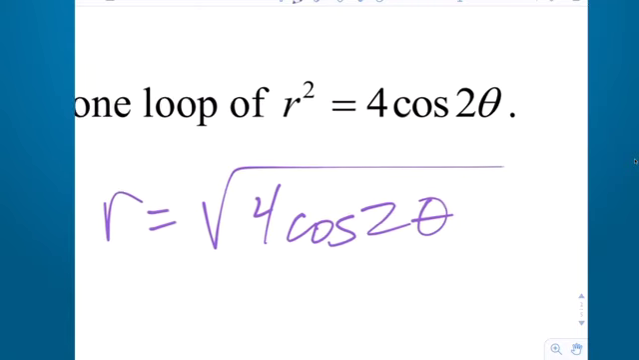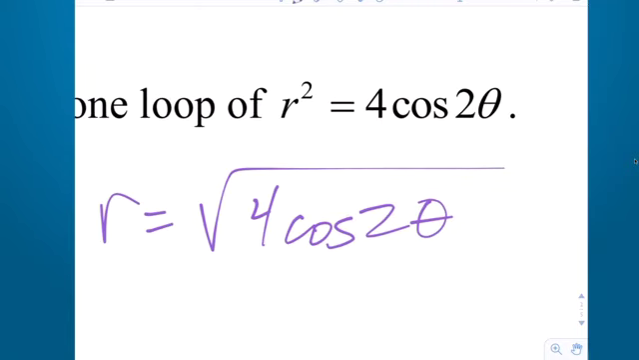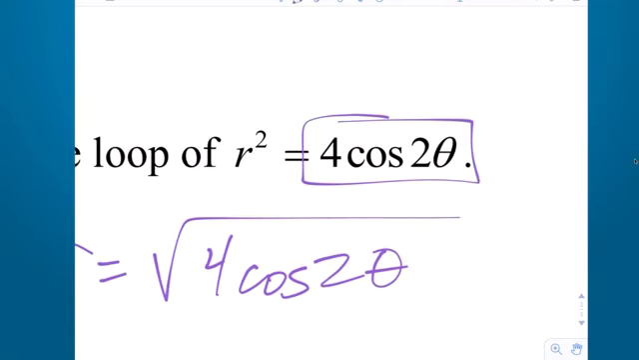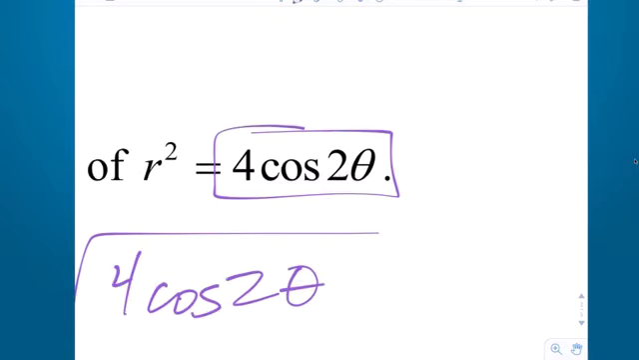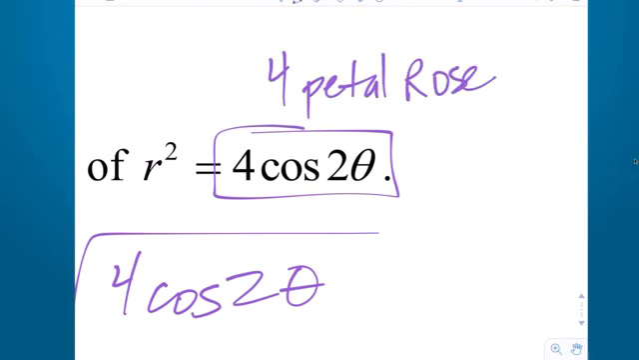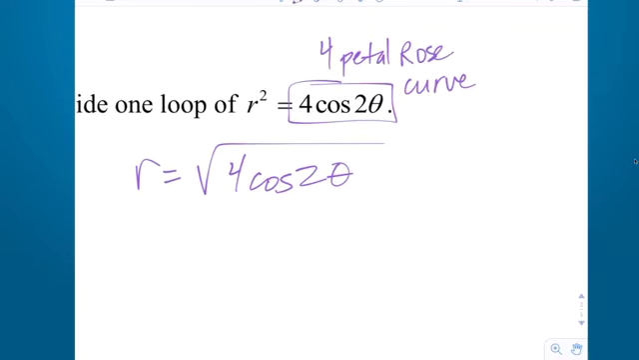Possibly so. Now, if it were just r equals 4 cosine of 2 theta, what would that graph as? It would graph as a rose, right? It would be a 4-petal rose curve. And it would trace out once from 0 to 2 pi, right? It would take twice as long. We could do this one by hand, but I'm not going to.